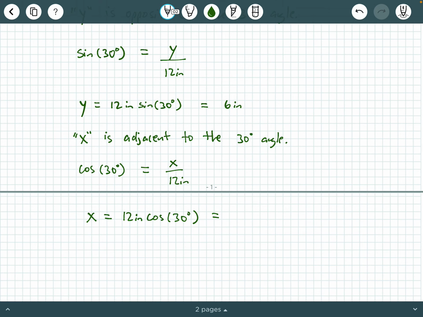Now this one, you may not remember this special angle, so we can punch it in a calculator: 12 times cosine of 30 degrees. When you get this as a decimal, you get about 10.4 inches. And so these are your two answers: y equals 6 inches and x equals 10.4 inches. Notice that I kept my units of inches built into all of my equations because these are measurements. Whenever you are doing calculations with measurements, you should always include those inches, or whatever your units are, into the calculations appropriately.